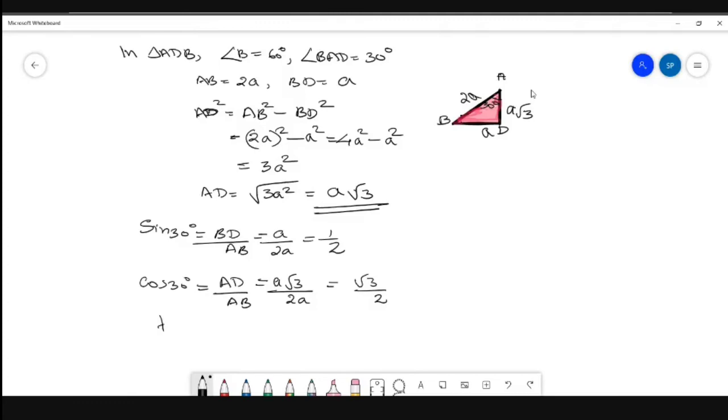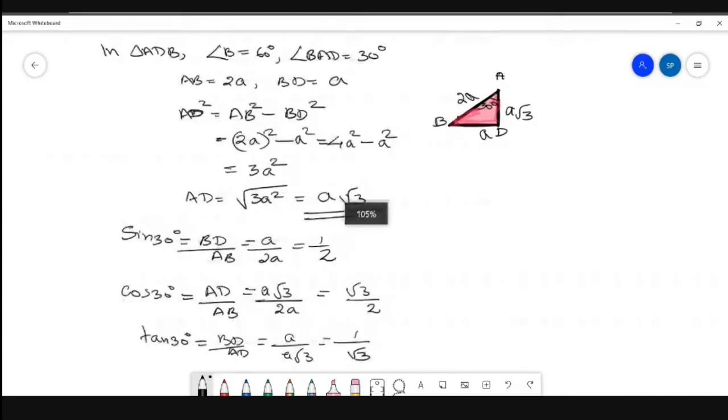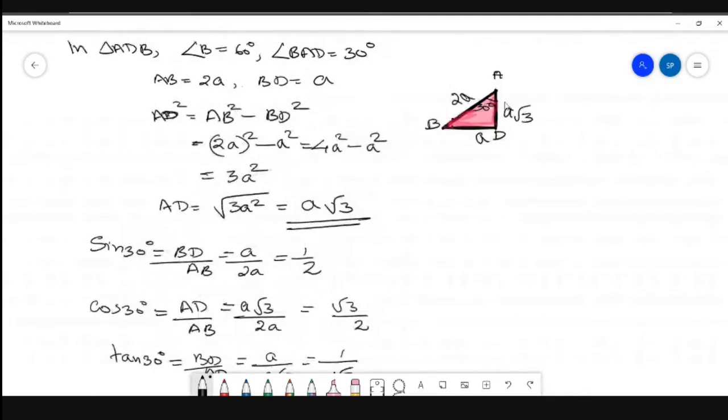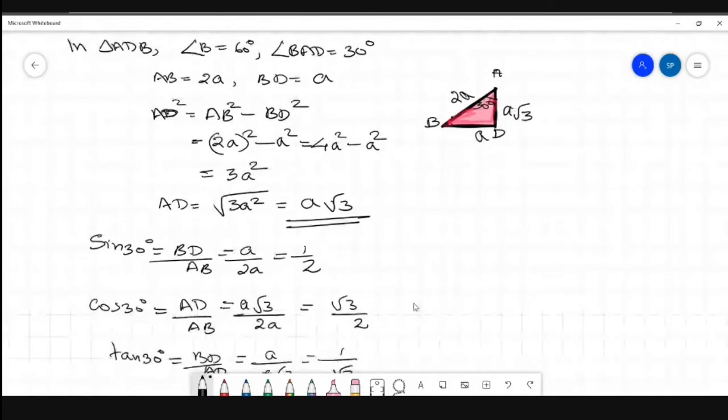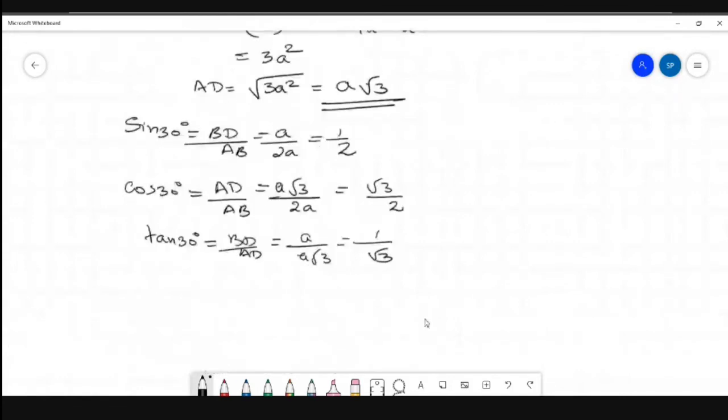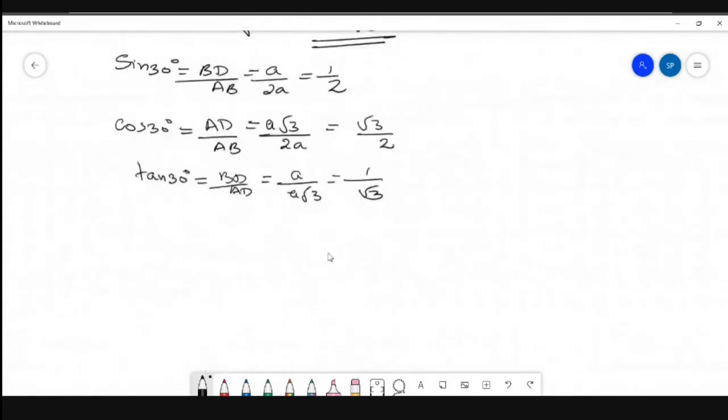Now tan 30 is opposite side BD divided by AD, that is A divided by A root 3, that is equal to 1 by root 3. With respect to 30, tan 30 is opposite side BD divided by adjacent side AD, so A by A root 3. Now if you get the three ratios, you'll be able to write the other ratios.